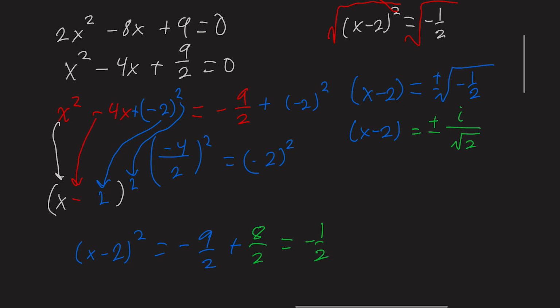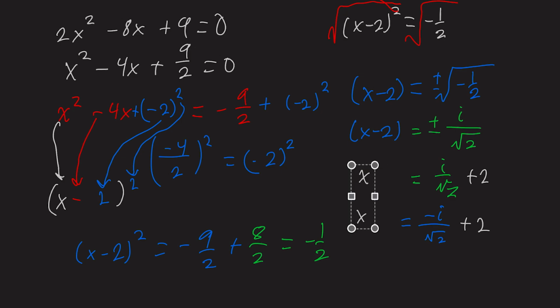And that's going to leave us with x minus 2 equals i over rad 2, and x minus 2 equals negative i over rad 2, which if we rearrange our equation, we just add 2 to both sides, and we are left with one root is equal to i over rad 2 plus 2, the other root is equal to negative i over rad 2 plus 2.